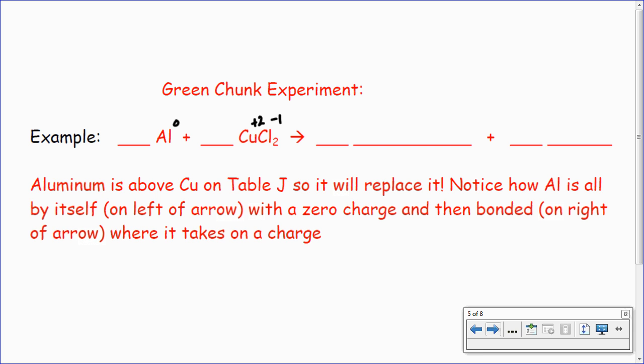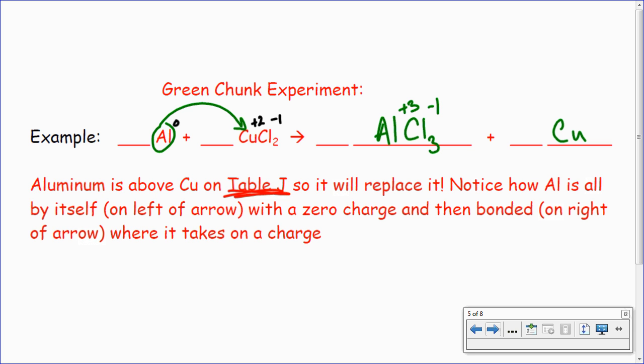If we combine aluminum with copper chloride, aluminum is going to replace the copper because according to table J, aluminum is more active than copper. So we're going to swap aluminum in where the copper was and make a new formula. So we have aluminum, +3, with chlorine, there's 3 of them, each one's -1, and we make copper by itself. So we have swapped aluminum and copper.